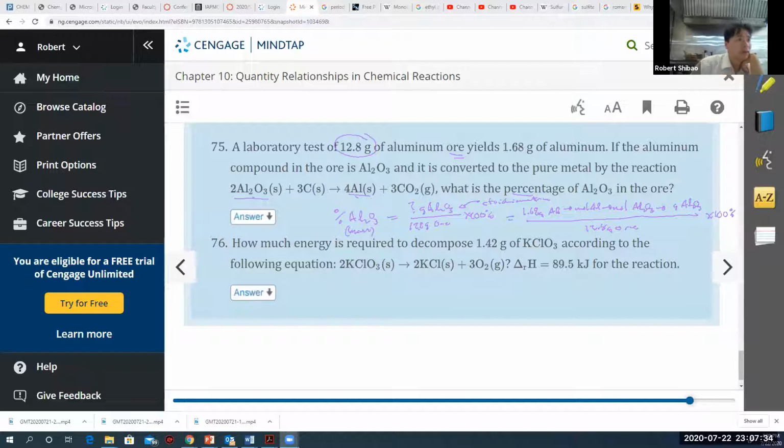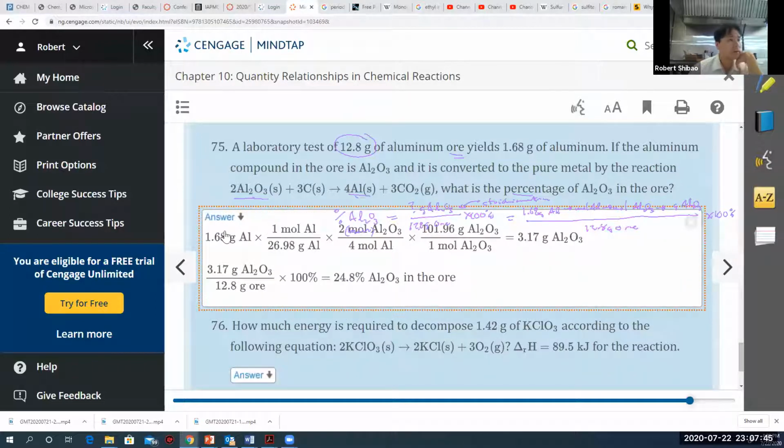Okay, so it's a combination of algebra and stoichiometry here. Let's see how the book did it. So the book did the stoichiometry first here, 3.17. I did this, the percent, you know, we're given the grams of ore, the total mass. So we need to figure out what's on top. So I combine it into one. That's fine, 24.8% aluminum oxide in the ore.